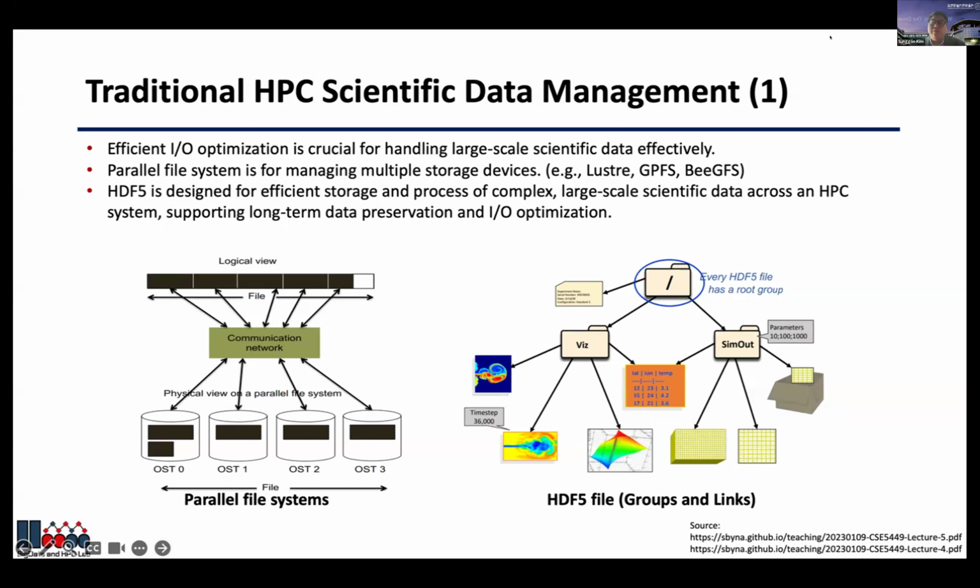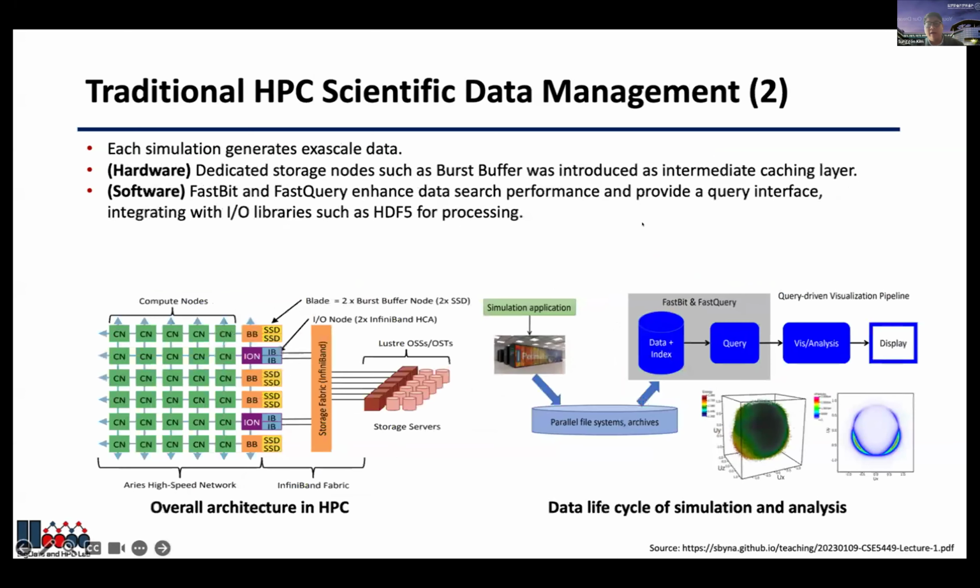And as they employ those kinds of distributed file systems, they also design various types of file management software, such as HDF5, which is the file format specifically designed to handle large-scale, exascale types of data.